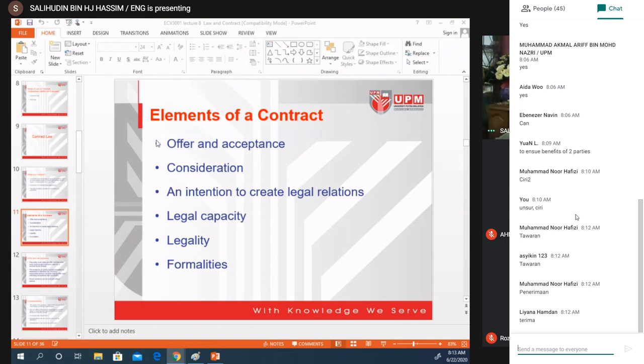So the offerer will offer to the acceptor that he will do something or he will not do something, with the expectation that the acceptor will do something or will not do something. Faham tak? Pusing-pusing ayat dia. Penawar tadi memberi tawaran untuk melakukan sesuatu atau untuk tidak melakukan sesuatu dengan harapan penerima tawaran tadi melakukan sesuatu atau tidak melakukan sesuatu. Are you with me? Everybody? We have to talk in terms of legal law.